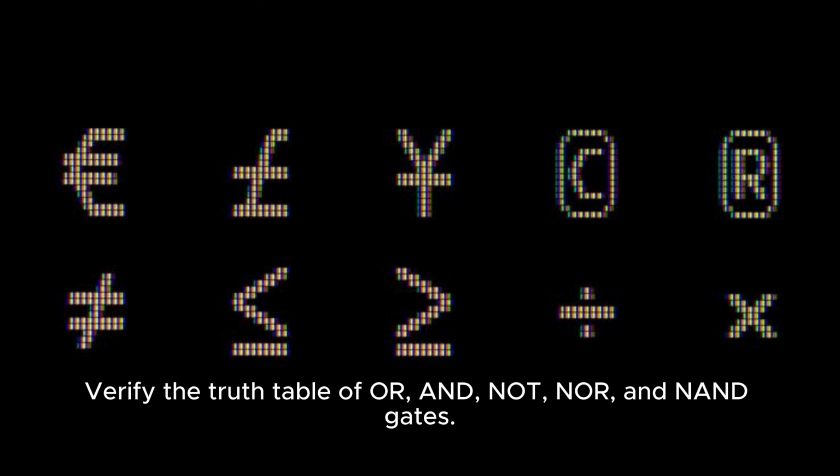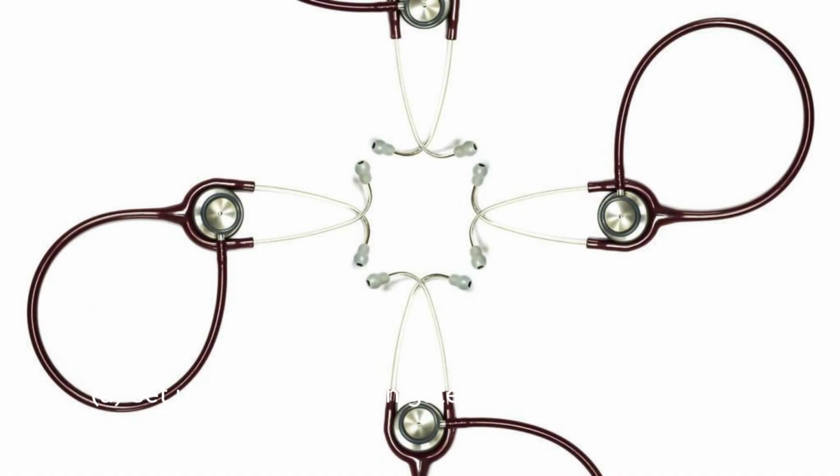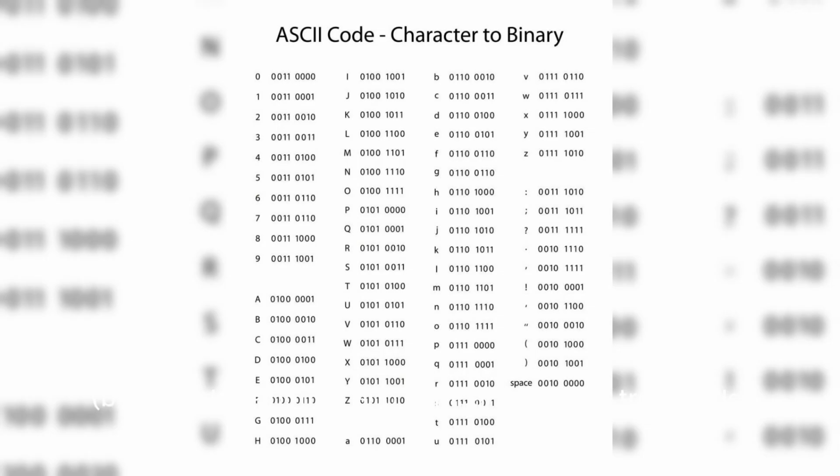B. Observe and draw the direction of the magnetic field. Verify the truth table of OR, NOT, NOR, and NAND gates. A. Set up circuits for each gate and input combinations. B. Record the output and compare with the truth table.